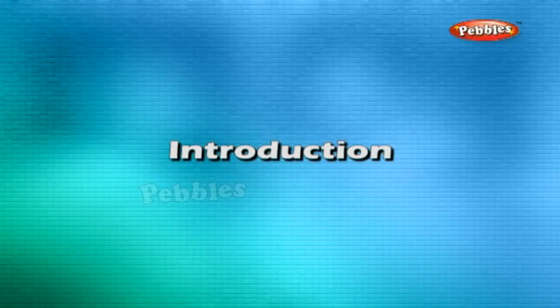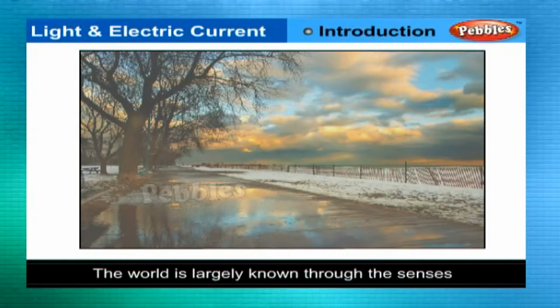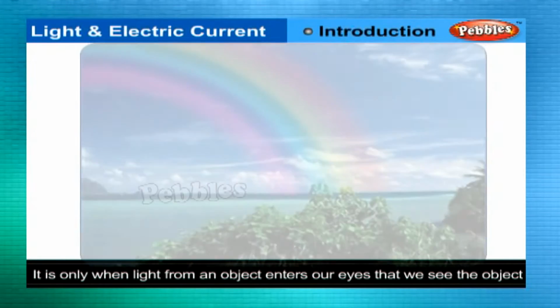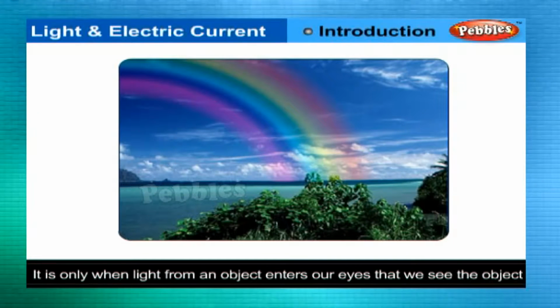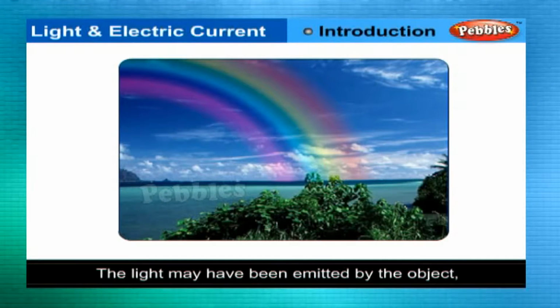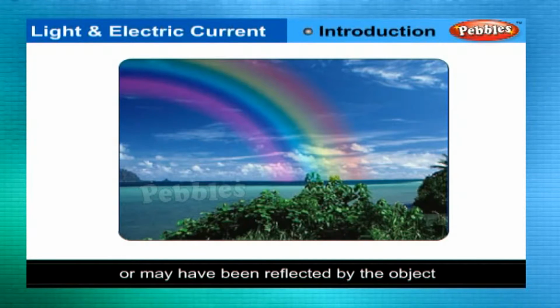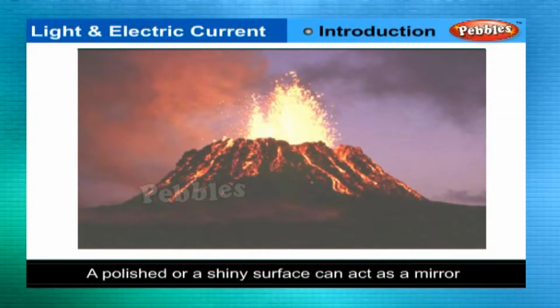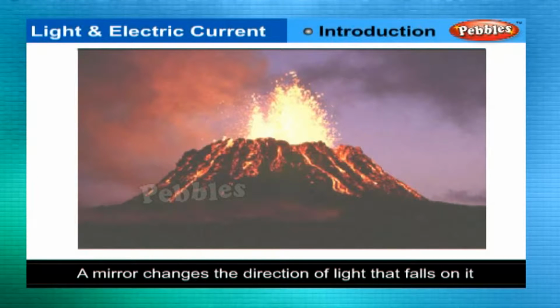Introduction. The world is largely known through the senses. The sense of sight is one of the most important senses. It is only when light from an object enters our eyes that we see the object. The light may have been emitted by the object or may have been reflected by it. A polished or a shiny surface can act as a mirror. A mirror changes the direction of light that falls on it.